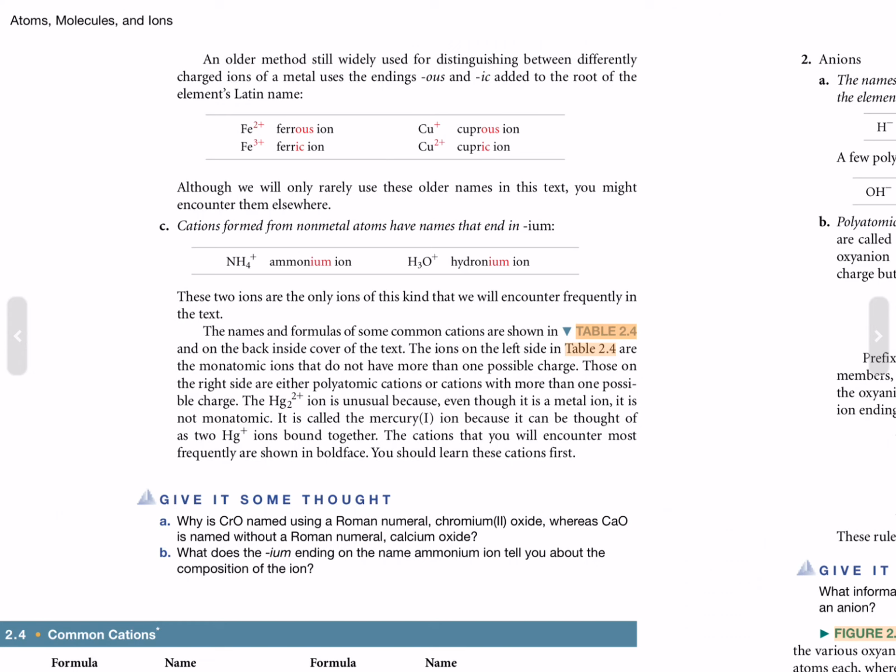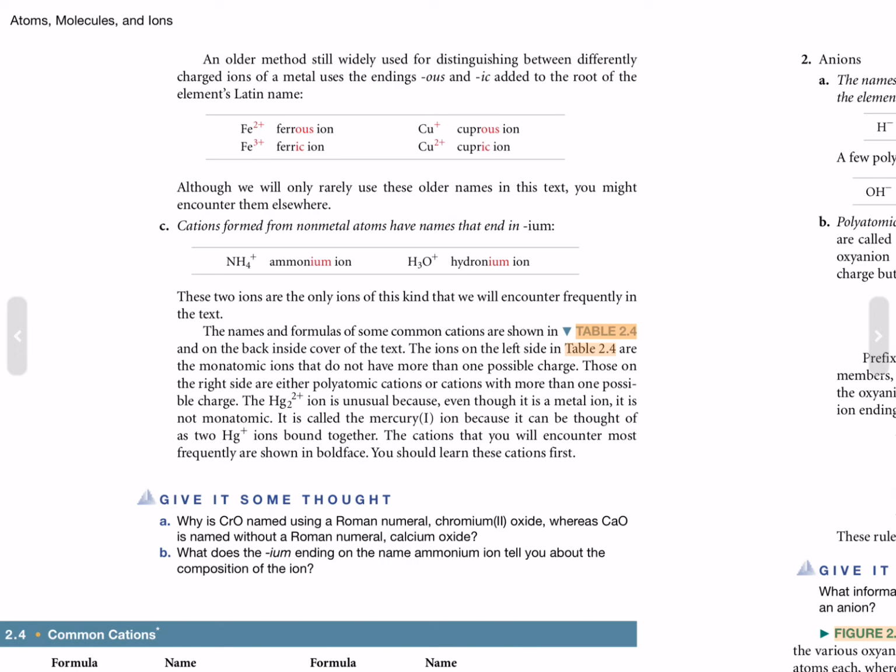Cations formed from non-metal atoms have names that end in -ium. Ammonium ion, hydronium ion. These two ions are the only ions of this kind that we'll encounter frequently in the text.